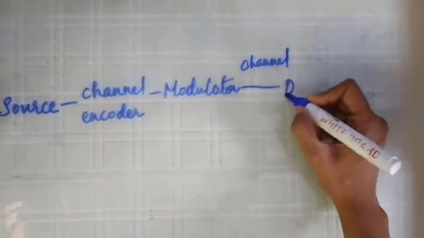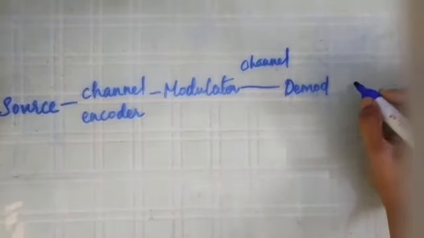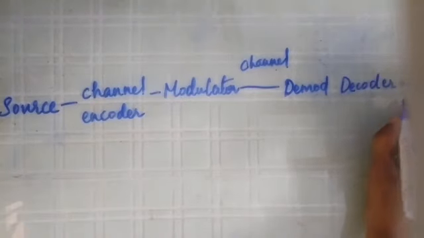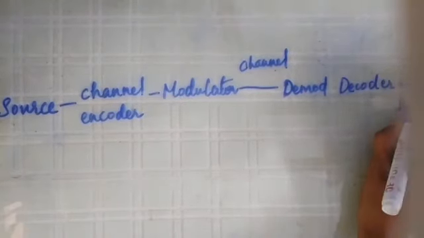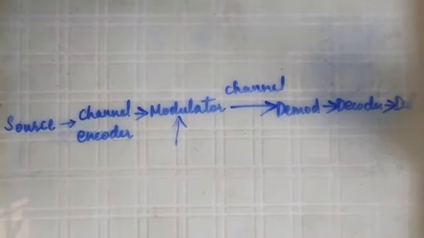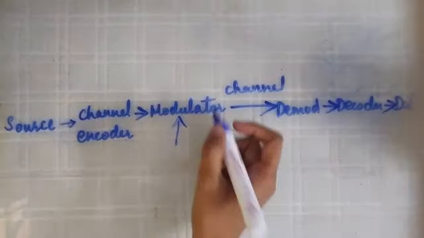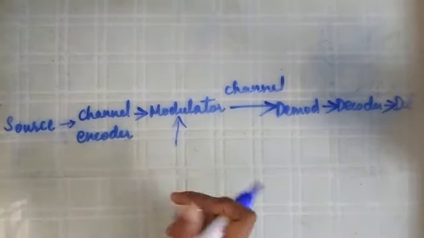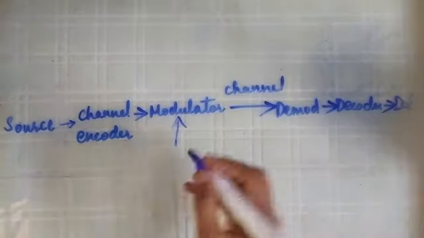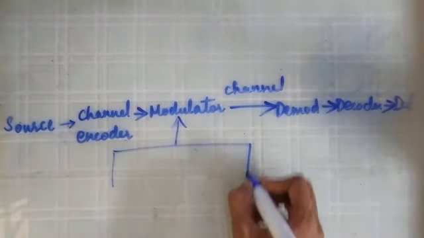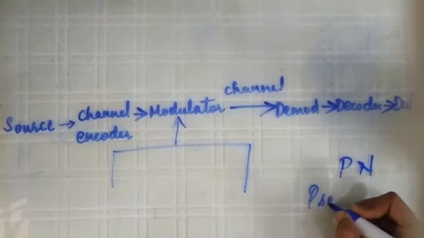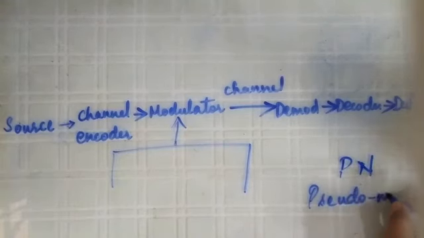And then you have the demodulator. Then you have the decoder. And then you have the destination, right? In spread spectrum modulation, what we are going to do is multiply the signal in the modulator using a random sequence of zeros and ones. Now, that random sequence is called PN sequence or pseudo noise sequence.